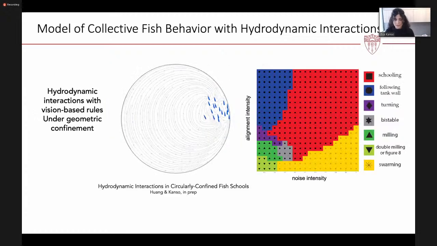And I just want to say very briefly that my student Chen has been generalizing these models to fish in confined geometries. In this case, I'm showing circular confinement and looking at the collective modes that emerge. And what's most interesting to me, at least, is these regions of the parameter space where the school exhibits intermittent bistable behavior where they transition back and forth from milling to schooling, back to milling, back to schooling. And this is all for the same parameter values, basically.